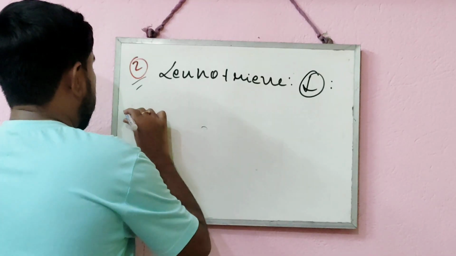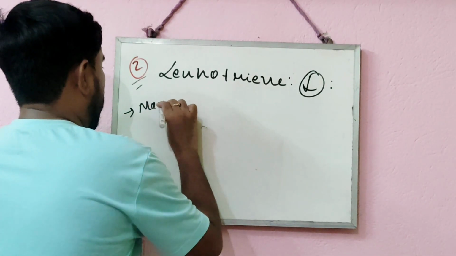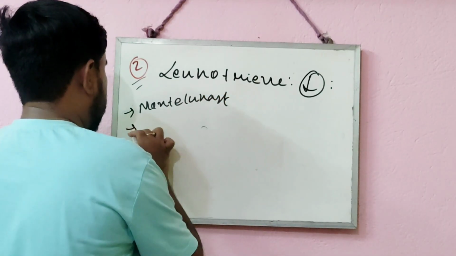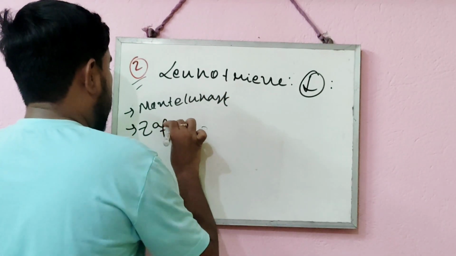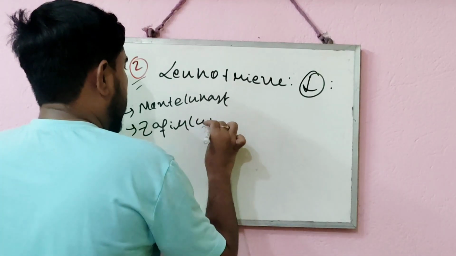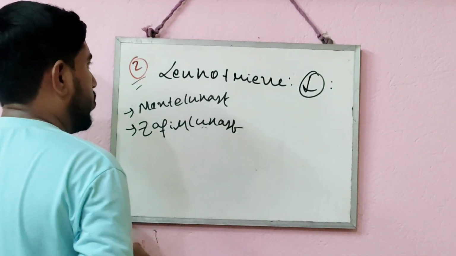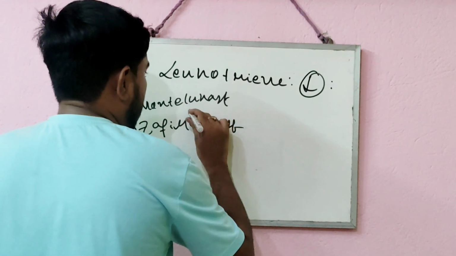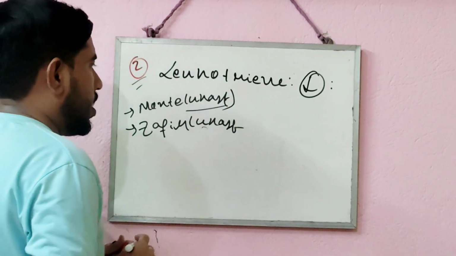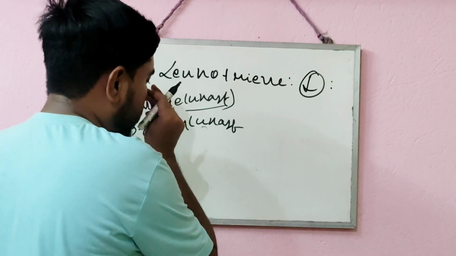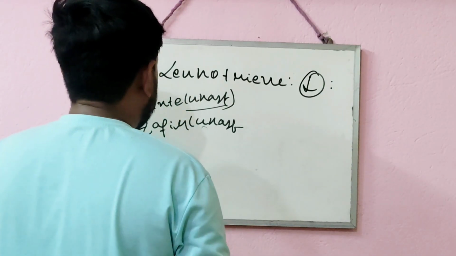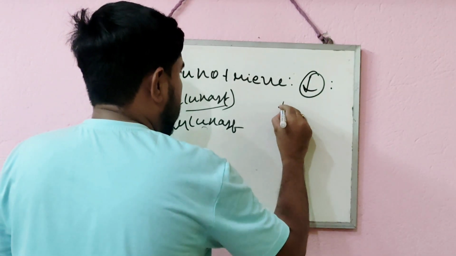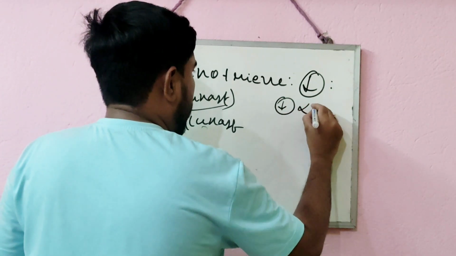What are the examples? Montelukast and zafirlukast. Both have the same type of mechanism of action and the same type of dose. So I will explain the mechanism of action of montelukast and how it shows its action as an anti-asthmatic drug. As the name suggests, it will inhibit the secretion of leukotrienes.